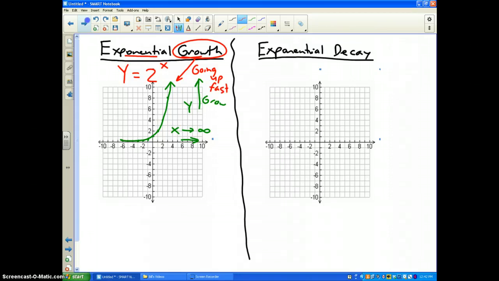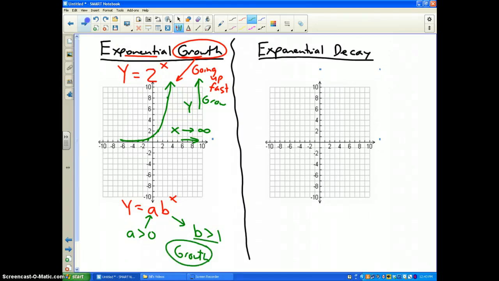Now, in order for it to be an exponential growth problem, our equation in the form y equals ab to the x power. First of all, a has to be greater than 0. A has to be a positive number. And the b value has to be bigger than 1. In order for it to be an exponential growth problem, these are your two criteria in your function. Most importantly, b has got to be greater than 1.